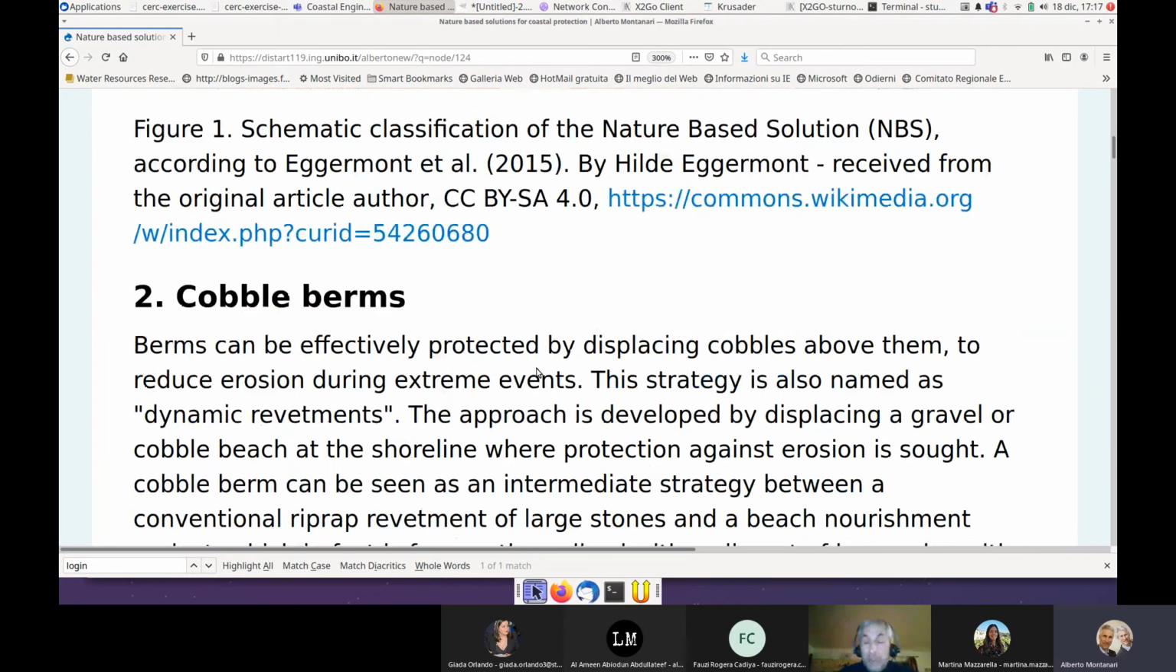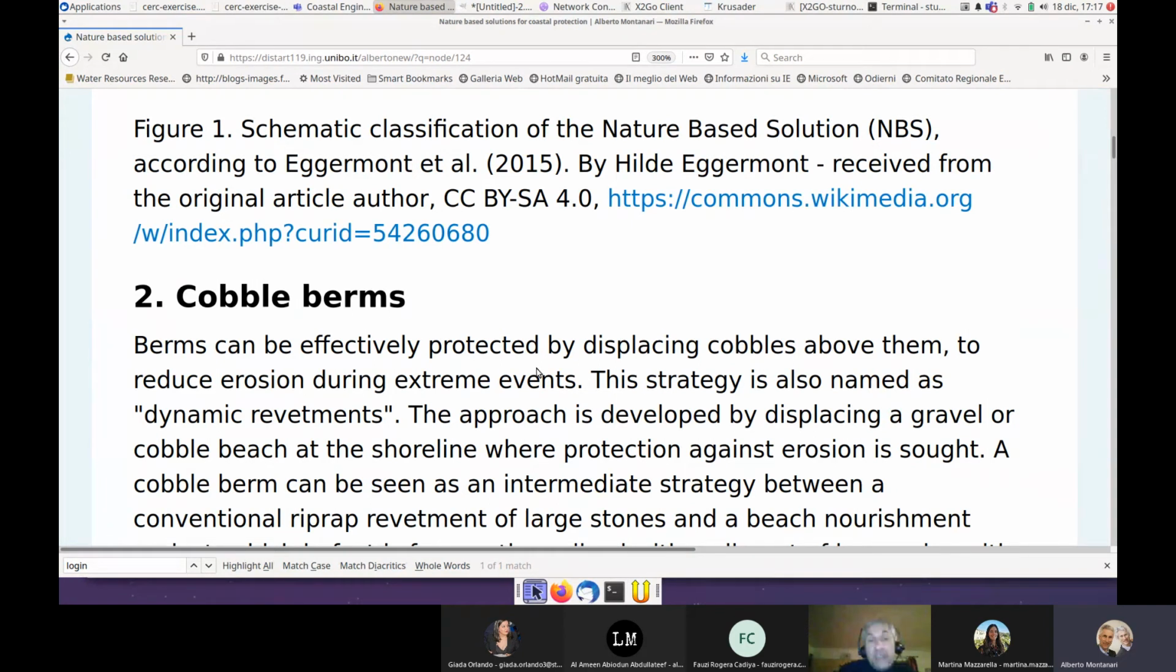And here there is a brief discussion of some interventions, with a discussion also of pros and cons, benefits and uncertainties. So let me start with cobble berms. Cobble berms means to put gravel over the beach, and therefore, in a way, increasing the size of the material that is composing the beach.